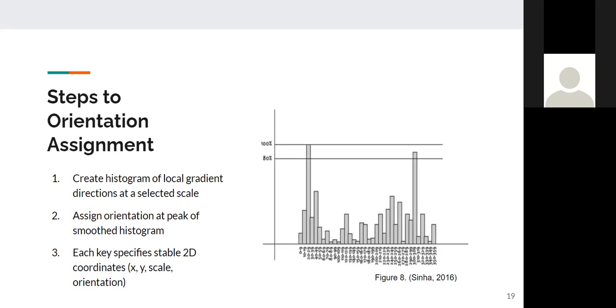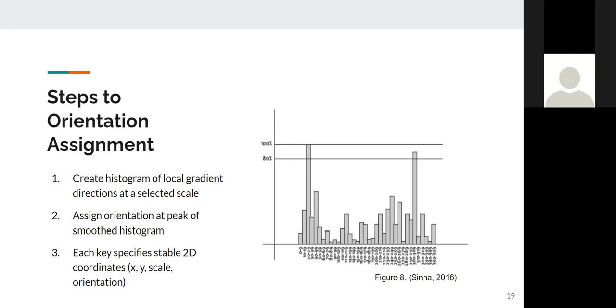Now, in order to do the actual orientation assignment, a neighborhood is taken around the key point location depending on the scale, and the gradient magnitude and direction, as described in the equation in the previous slide, is calculated in that region. An orientation histogram with 36 bins covering 360 degrees is created. So from 1 to 10 degrees is one bin, 10 to 20 degrees is another bin, 20 to 30 degrees is another bin, and so on. For example, if the gradient direction at a certain point is 18 degrees, it will go in the 10 to 20 degree bin.